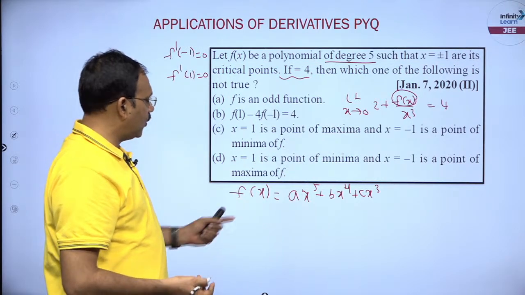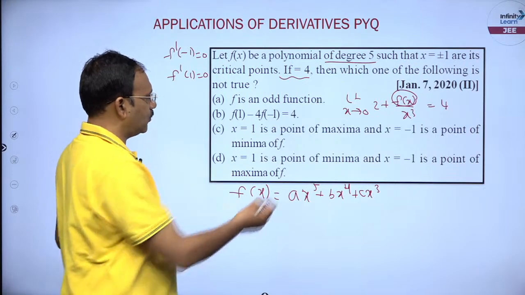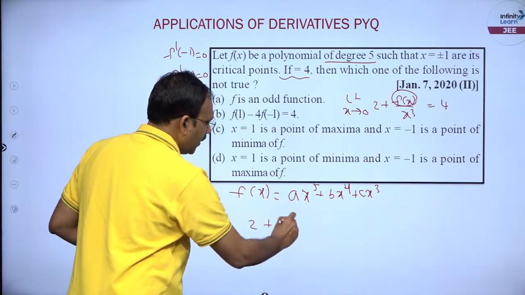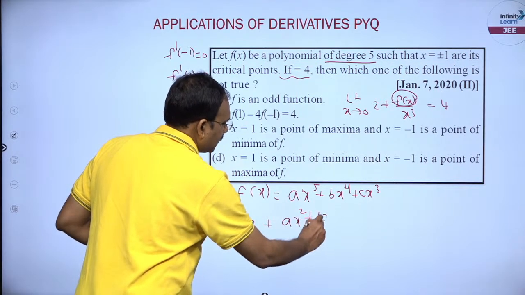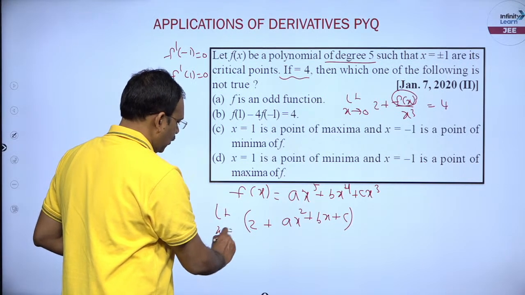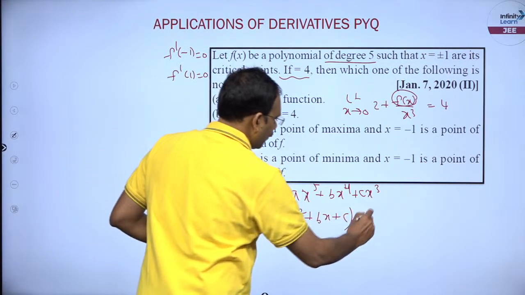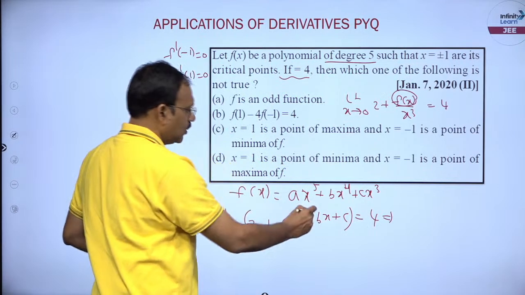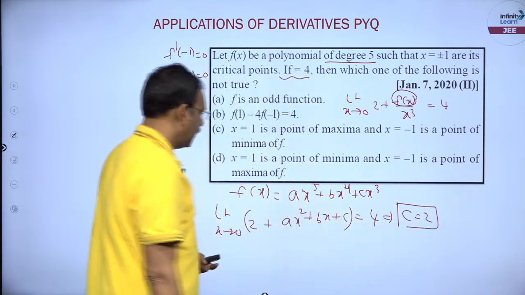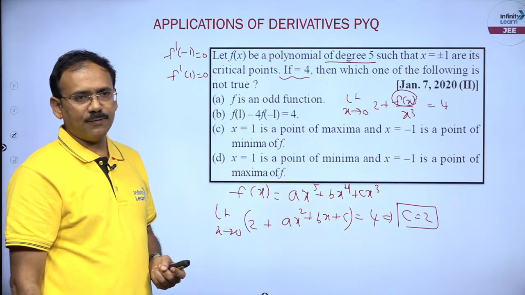Moreover, when you divide this by x cube, you just apply this limit, that means a x square plus b x plus c, you apply limit x tends to 0, it should be 4. Friends, that means you will get c value is equal to 2, yeah, c value is equal to 2.